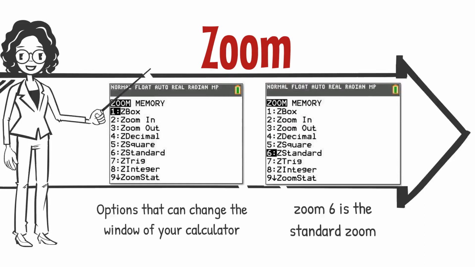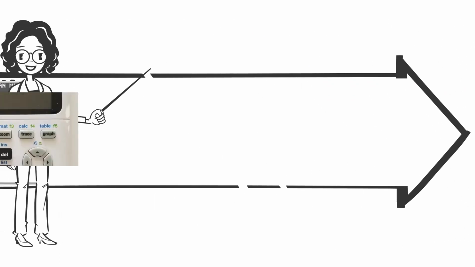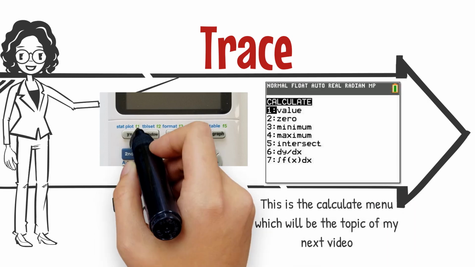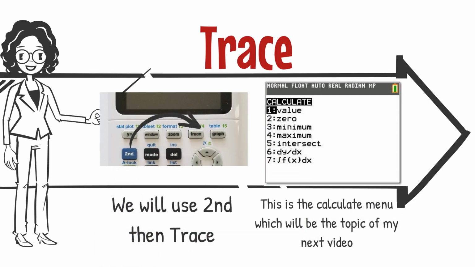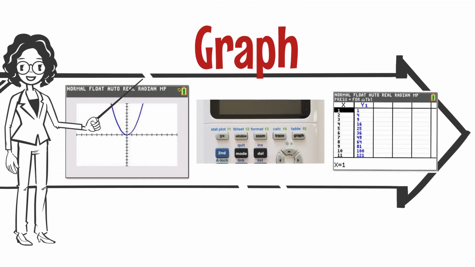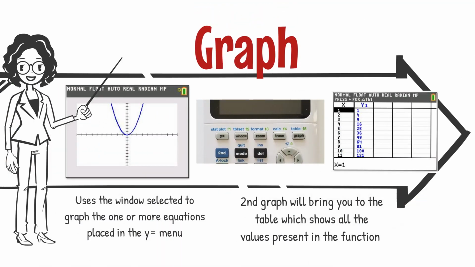The trace button is the next gray button. We will use the trace button in regards to second trace, which will bring us to the calculate menu on our calculator. I'll talk about the calculate menu in the next video. The next gray button is the graph button. The graph button will use the window that we selected to graph the one or more equations that we placed in the y equals menu.